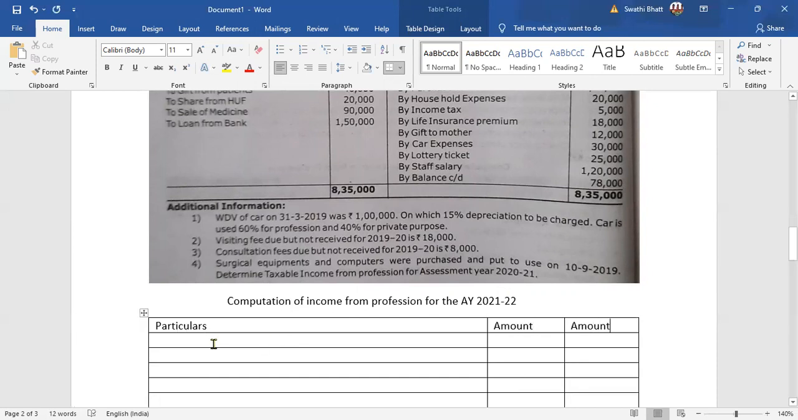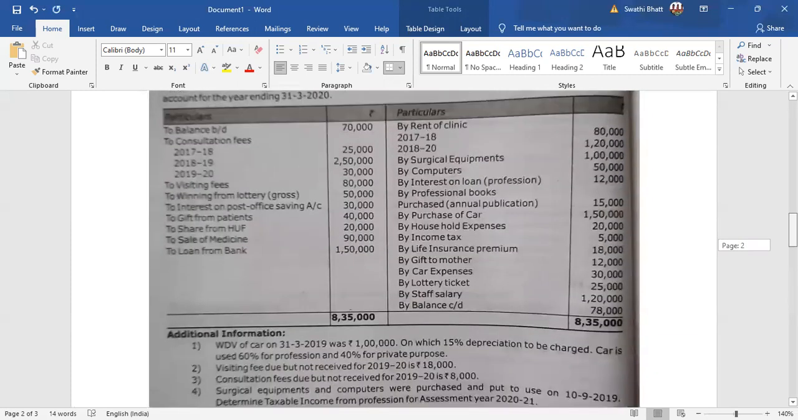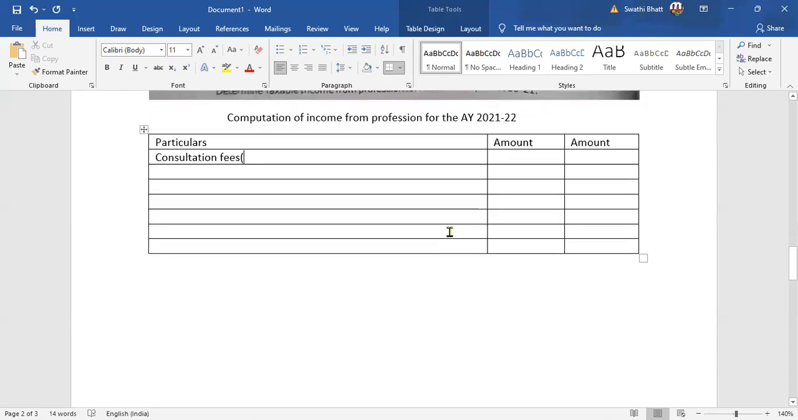and amount. So the first one that we have over here is the consultation fees. When it comes to consultation fees, you have consultation fees which are received of 3 years, 2017-18, 2018-19, and 2019-20. So we will be recording all of these three items. You can add all these three items together. 25,000 plus 2,50,000 plus 30,000. So that will sum up to 80,000.